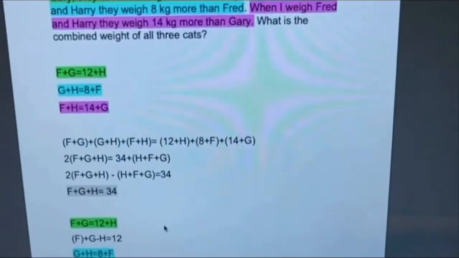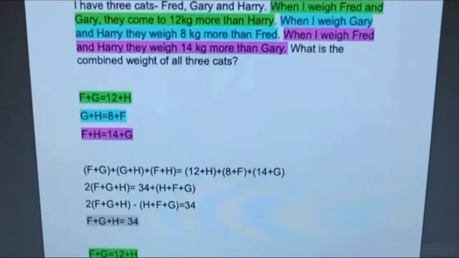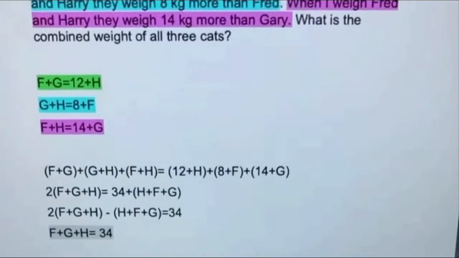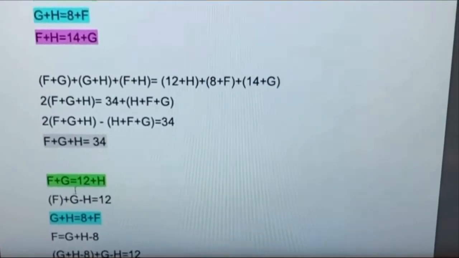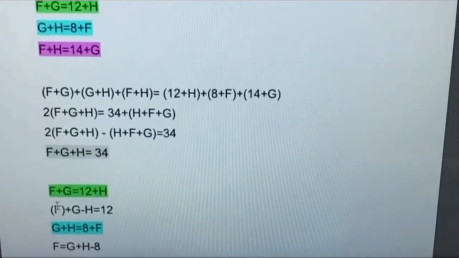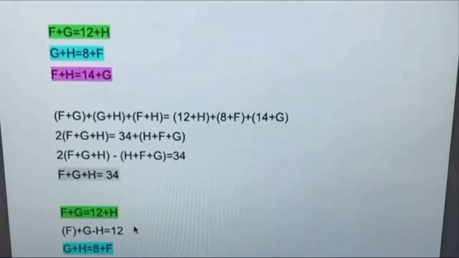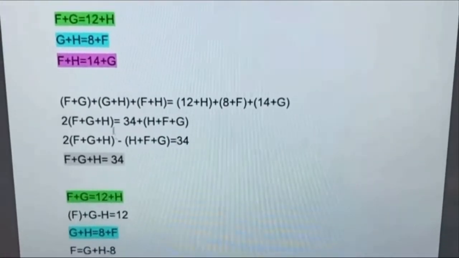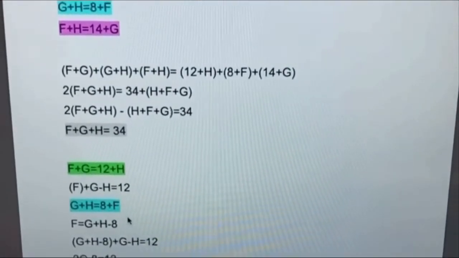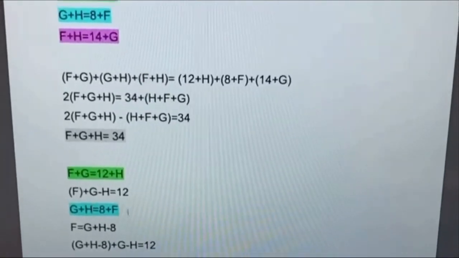So from the first equation, I'm going to replace F. So that's why I put F in brackets over here. So if I subtract H from both sides, I bring H to this side of the equation, so that becomes minus H. So here I have F plus G minus H equals 12. And note from the second equation, highlighted blue, we have that F equals G plus H minus 8, bringing 8 to the left hand side of the equation.